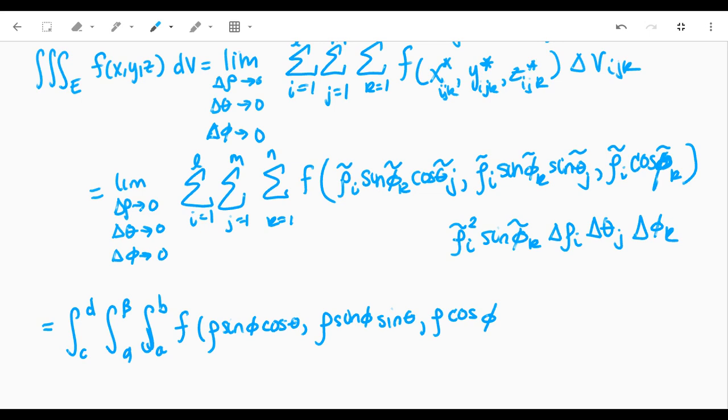Okay. And then we need that rho squared, just like in polar, how you always had that r there. Now we also have a rho squared sine phi there. Okay, and then d rho, d theta, d phi. Whew, okay, and again, you can reverse the order however you need to make it work.